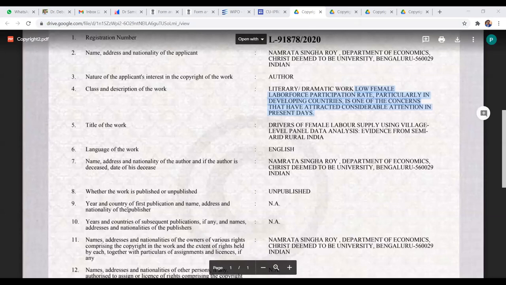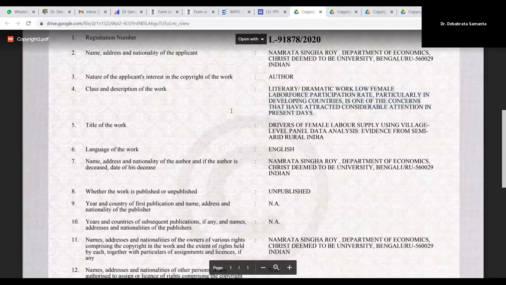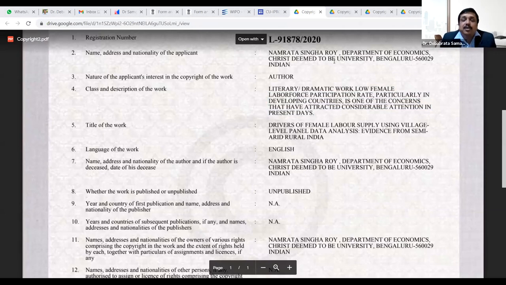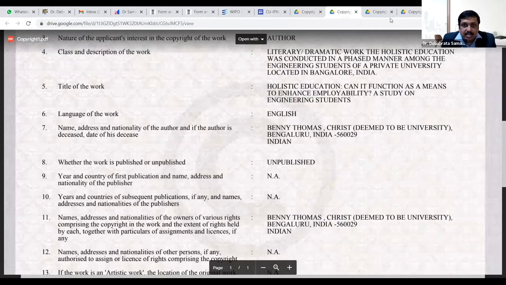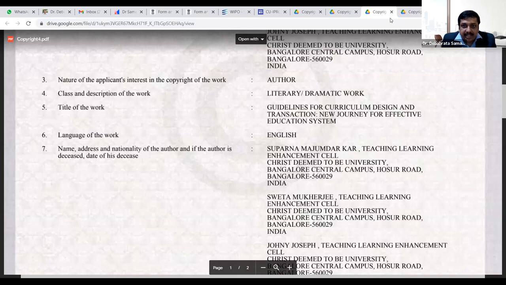Okay. So in the last session, one query came regarding how we can convert class notes in terms of copyright. In these cases, I just projected one copyright already approved and granted by the Government of India.